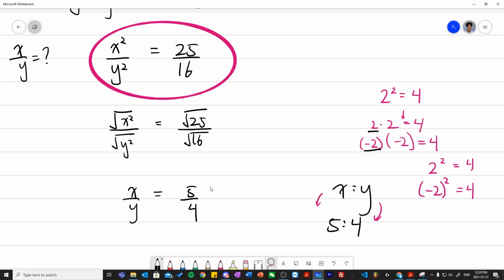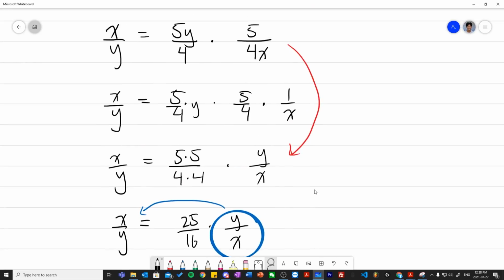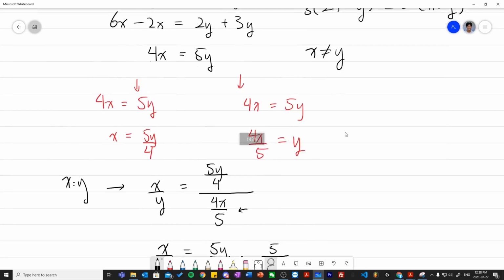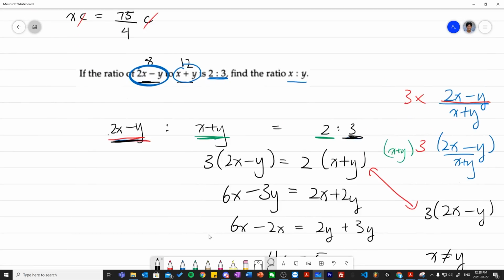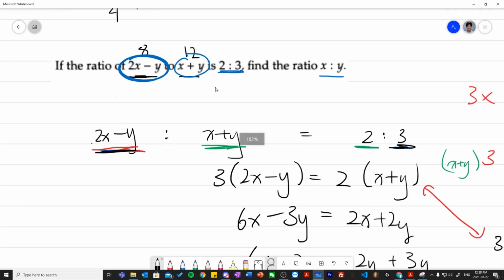I'll include some of them in your homework. So the answer to this, to wrap up our question, is that x over y is actually plus or minus 5 over 4. So what this means is, if I go back here, a ratio of this to this is 2 to 3, right?